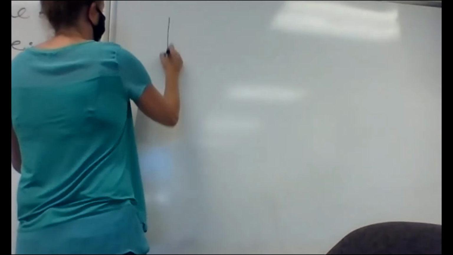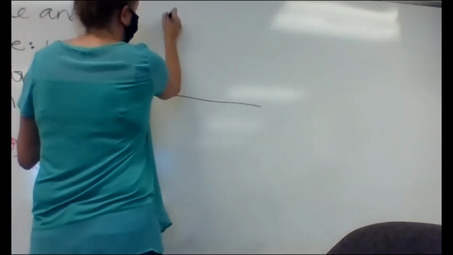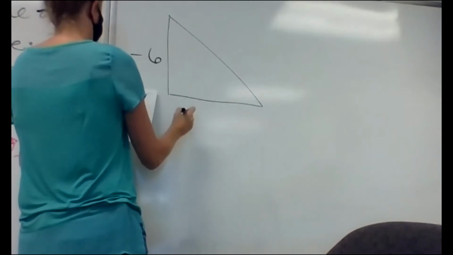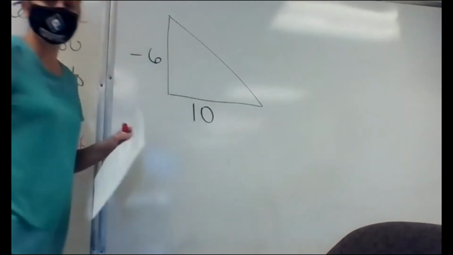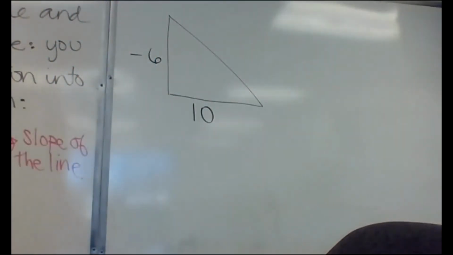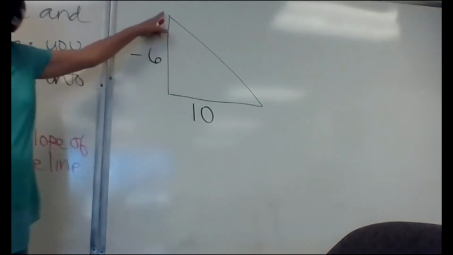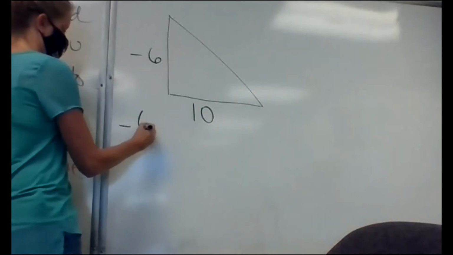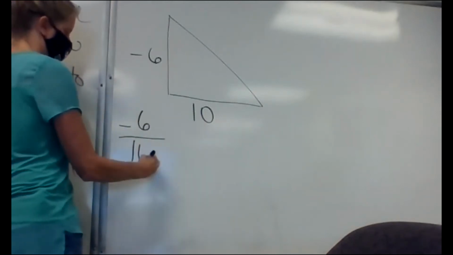Got a slide. It gives me the rise over the run. It says my rise is -6. My run is 10.